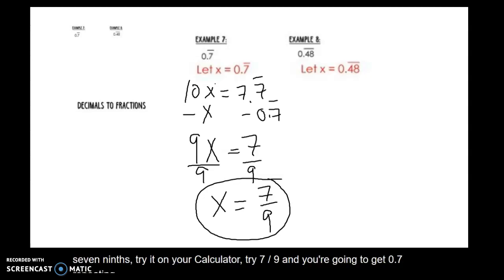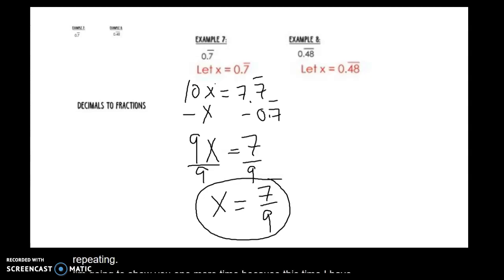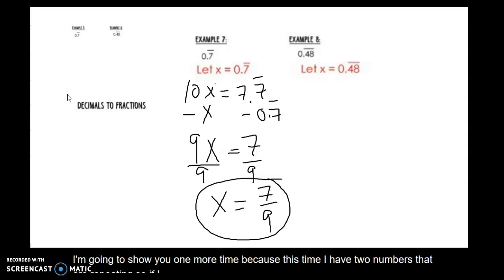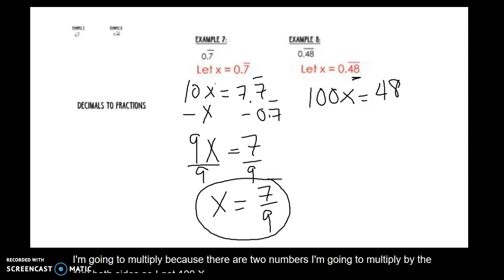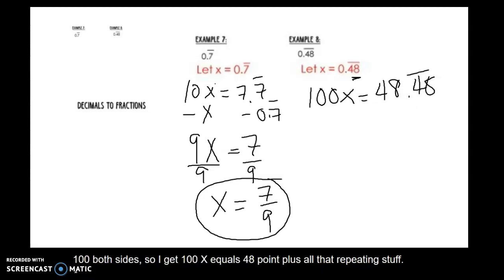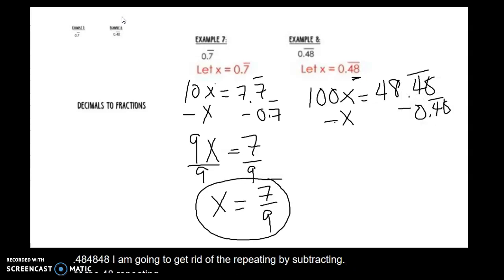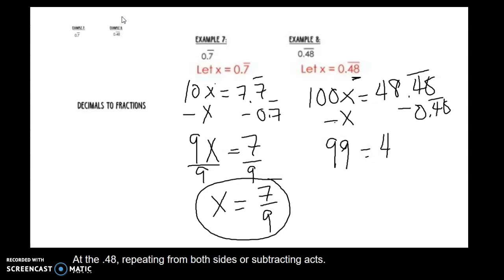I'm going to show you one more time because this time I have two numbers that are repeating. So if I have x equaling the repeating stuff, I'm going to multiply by 100 on both sides because there are two numbers. So I get 100x equals 48 plus all that repeating stuff, 0.484848. I am going to get rid of the repeating by subtracting 0.48 repeating from both sides, or subtracting x. 99x is equal to 48.